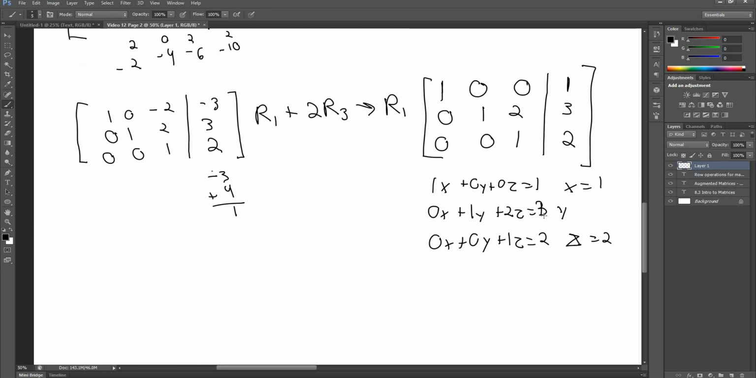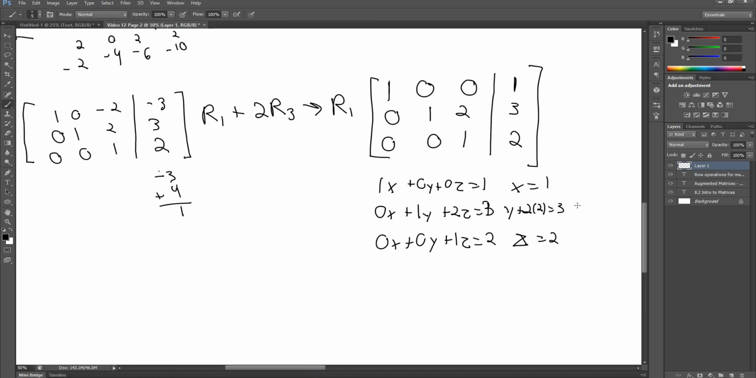From equation 2, I have y plus 2 times z, which is 2, is equal to 3. So this is going to be y plus 4 is equal to 3, but then I can just subtract 4. So I'm going to get y is equal to negative 1. So my solution would be 1, negative 1, 2.